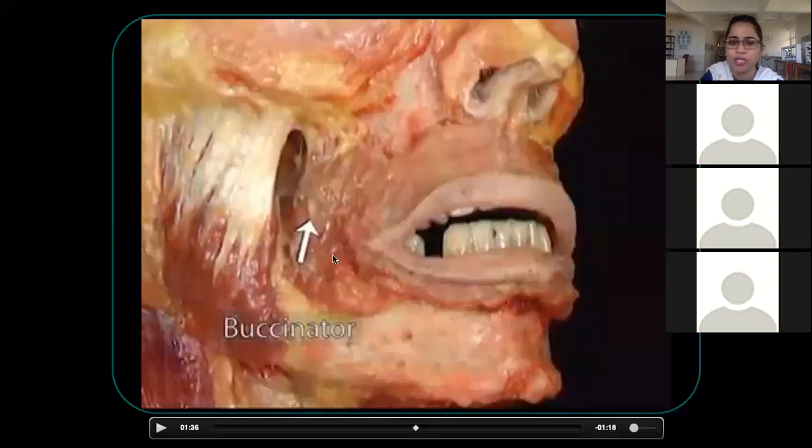Now the buccinator, how does it take origin? It takes origin from the muscle fiber. Sorry, it takes origin from the bony structures. Now we will discuss the bony structures a little bit. Right now I will not discuss everything because you need to know the bones in detail.